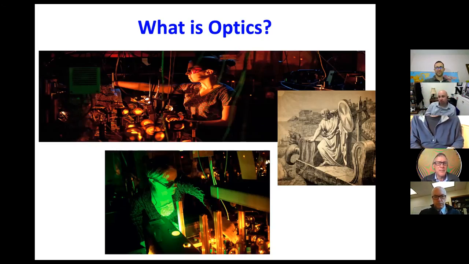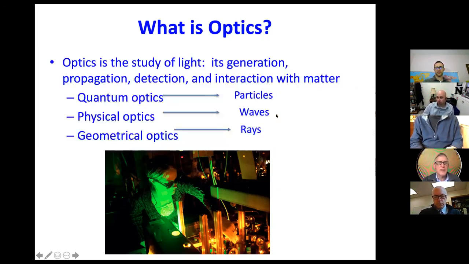But these days, the things we like to light up are not necessarily with sunlight, although I'll talk about solar energy. More often, we're taking high-powered lasers and we're focusing them down on different things to change materials, to sometimes change the properties of the light itself, sometimes to study the quantum mechanics of light. And so what is optics? It's the study of light. It's generation, how you produce it, it's propagation, it's detection and interaction with matter.